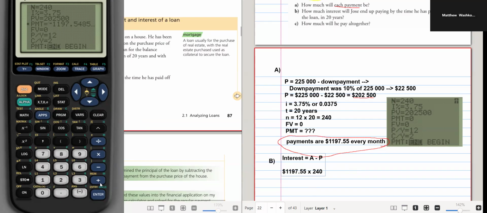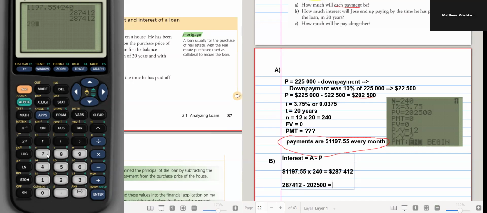So if I do that, let's clear this. How do I go back? Second function, off. On. 1197.55 times 240 payments. So in total, come on, you hunk of junk. This is equal to $287,412, which means that that's what A is, right? 287,412 minus the principal, which was 202,500.